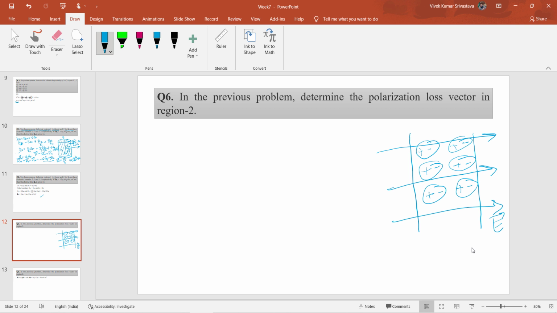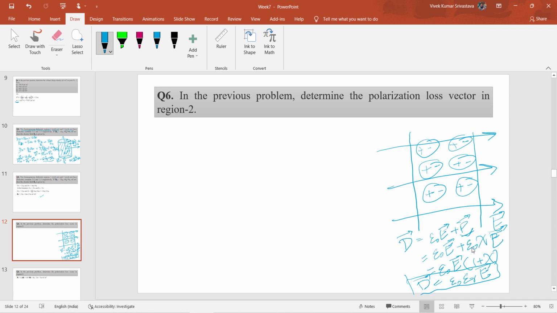This polarization is defined through the displacement vector D equal to epsilon naught E plus P. Here P represents the polarization vector, and this can be represented as epsilon naught xi into E. We can take epsilon naught and E as common, so this becomes 1 plus xi, and we can also represent this as epsilon naught epsilon r times E. Inside the dielectric media you can use this expression, where epsilon r represents the relative permittivity of the dielectric media.